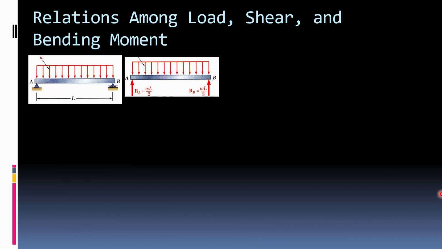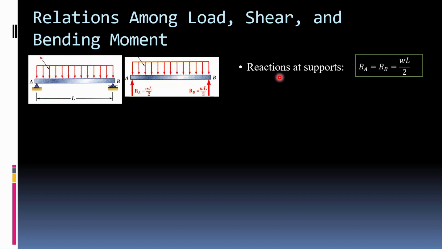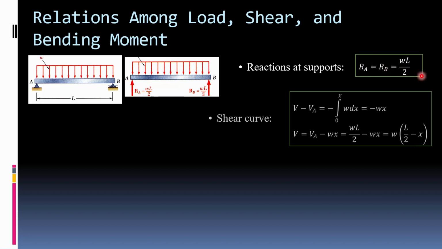So let's look at a little example. We have a nice constant distributed load over this beam. The reactions at the supports: w times L is the total load. Since it's evenly distributed, it's going to be in the middle, so half goes to each end. The reaction at each one of them is going to be half.